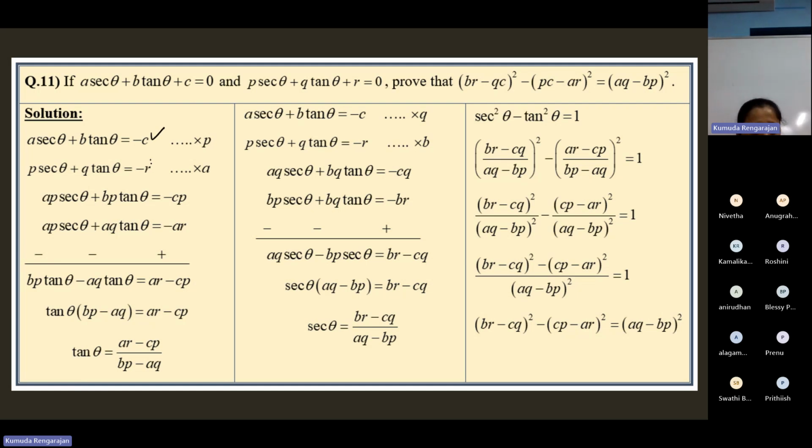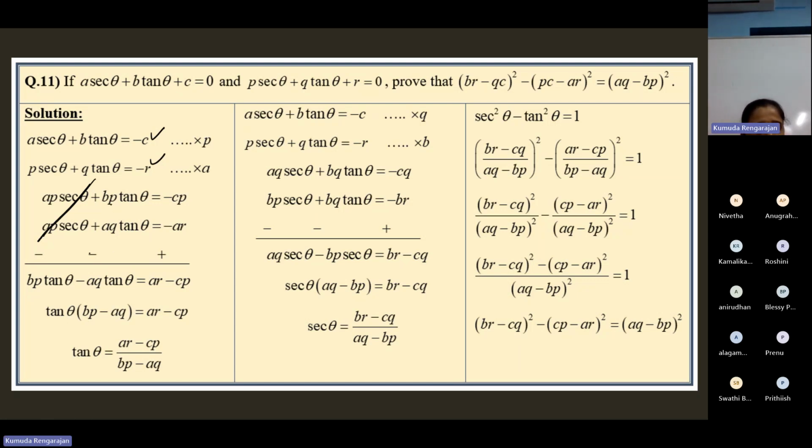I've written the two equations, multiply the first one with P, second one with A. And these are the new equations. But you cannot cancel, though they look alike, you cannot cancel because they have the same sign. So we change the signs throughout and then we cancel this. So we've eliminated secant theta. So now you can find the value for tan theta.